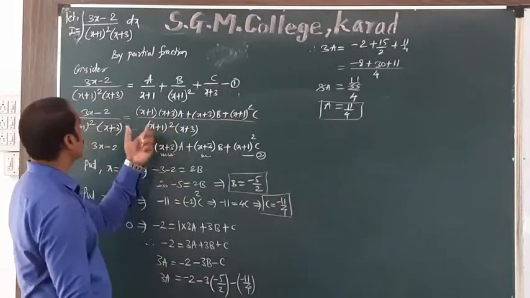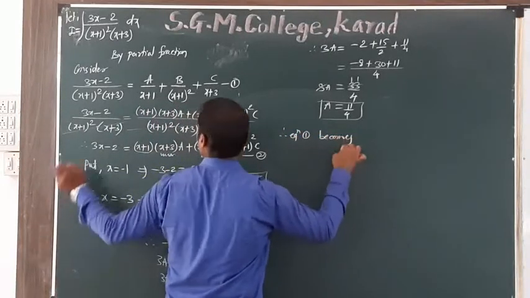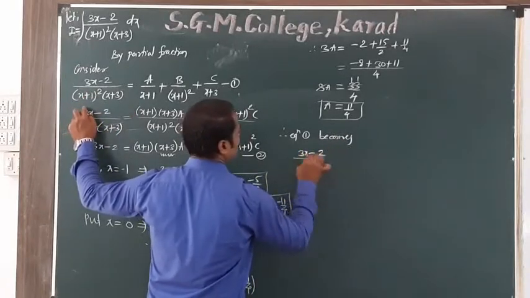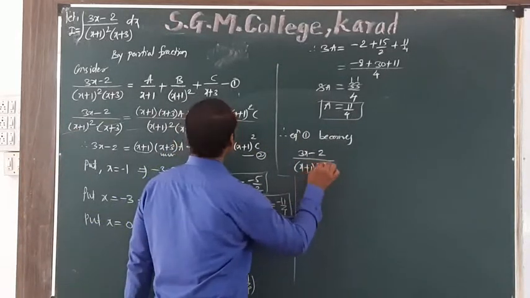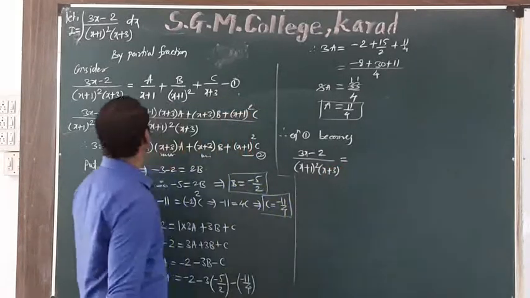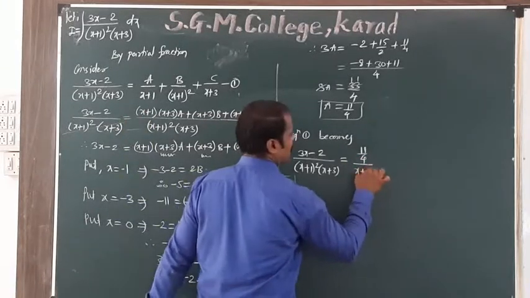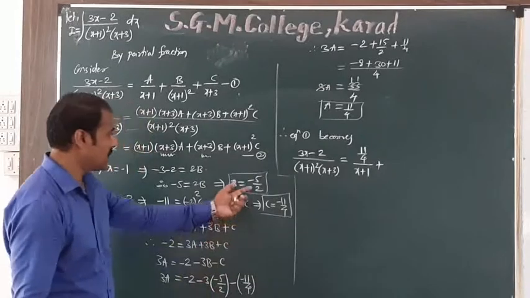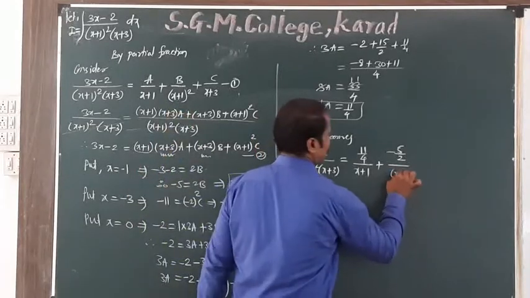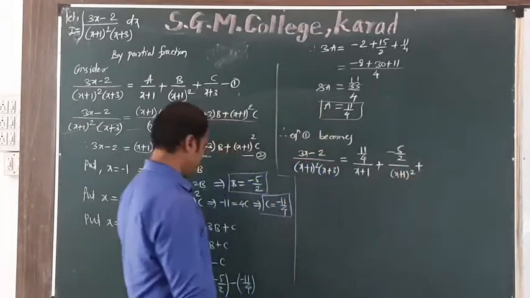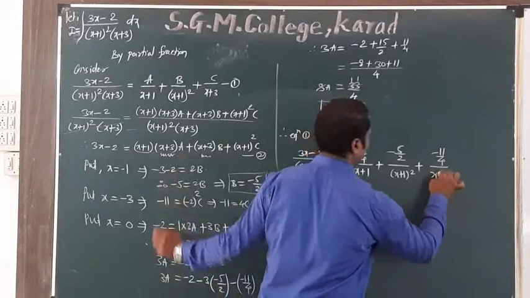So equation first becomes, therefore equation first becomes 3x minus 2 divided by x plus 1 bracket square into x plus 3 is equal to a divided by x plus 1, where a is 11 divided by 4, plus b divided by x plus 1 square, where b is minus 5 by 2, plus c divided by x plus 3, where c is minus 11 by 4.